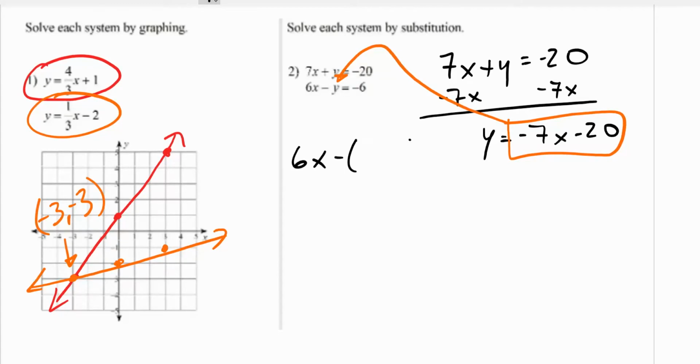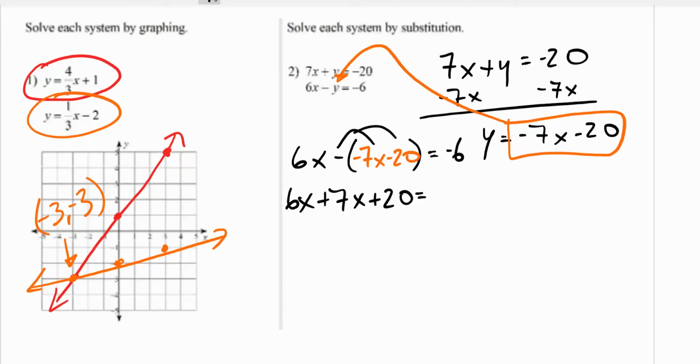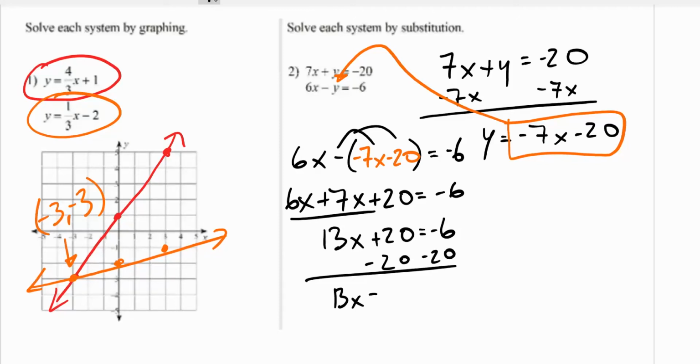6x minus y equals negative 6. And we're substituting in a negative 7x minus 20. And we distribute our negative 1, so 6x plus 7x plus 20 equals negative 6. 6x and 7x makes 13x plus 20 equals negative 6. Subtract 20. And 13x equals negative 26. Divide by 13, and x equals negative 2.